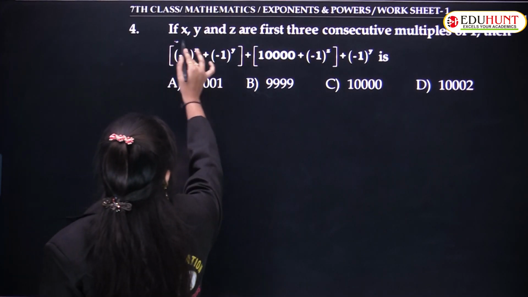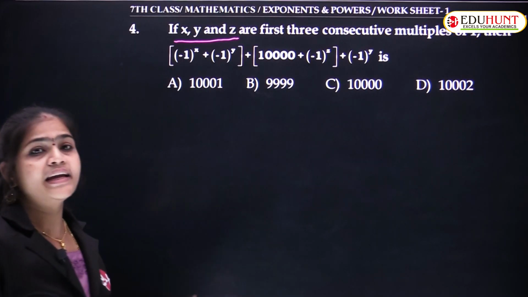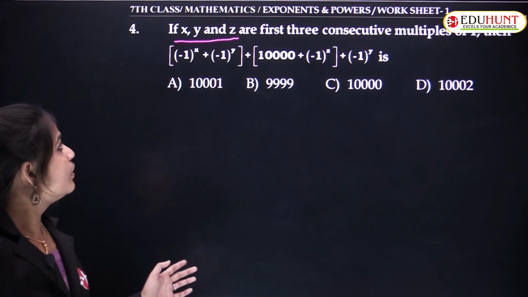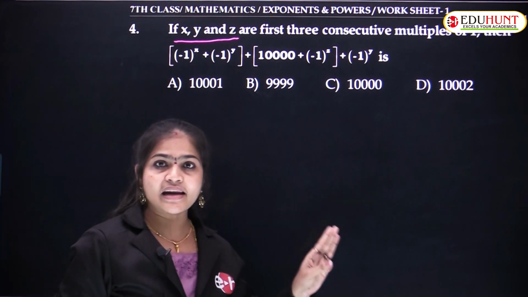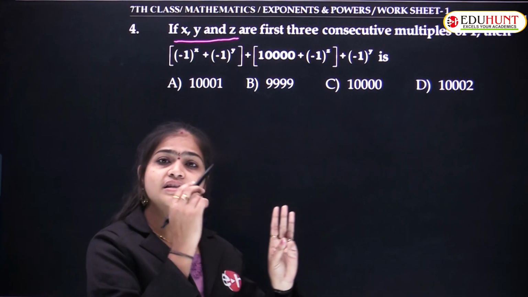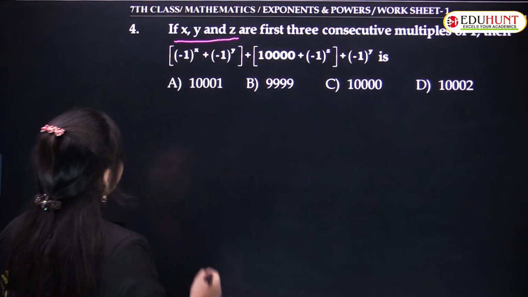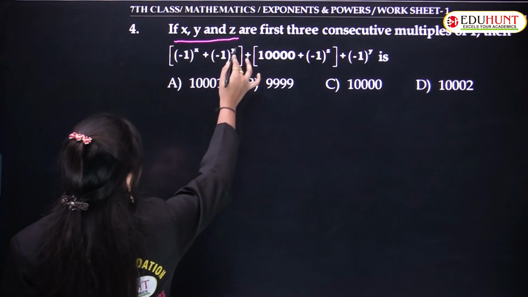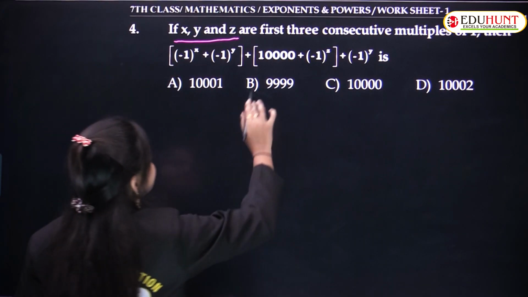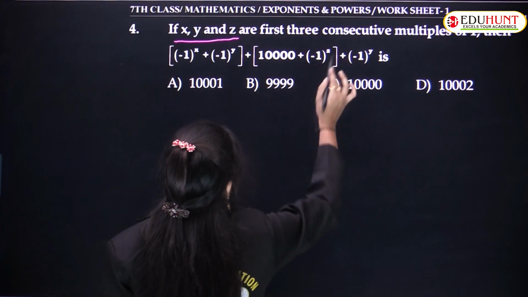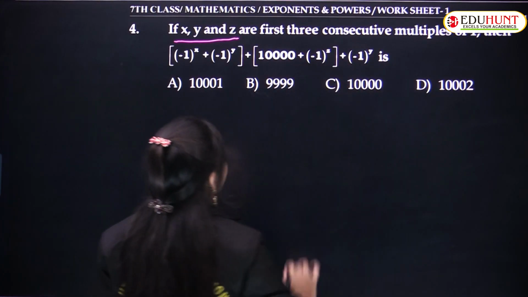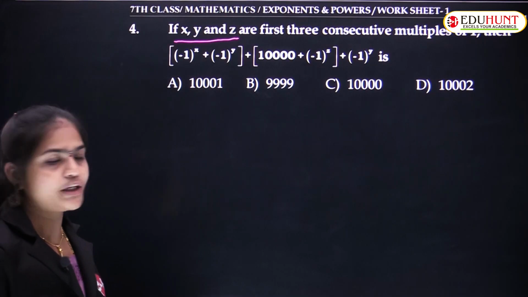If x, y and z are the first 3 consecutive multiples of 1. Okay, x, y, z are the numbers and those 3 numbers are the first 3 consecutive multiples of 1. Then (minus 1) power x plus (minus 1) power y plus 10,000 plus (minus 1) power z plus (minus 1) power y. This value we need to find out.